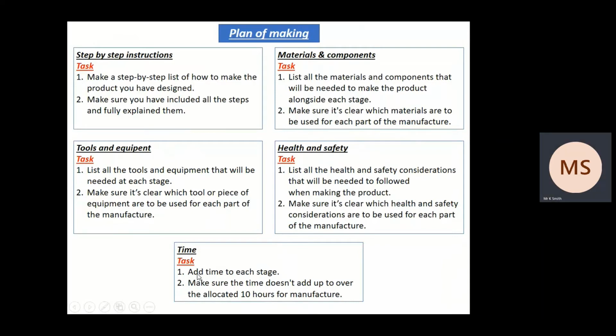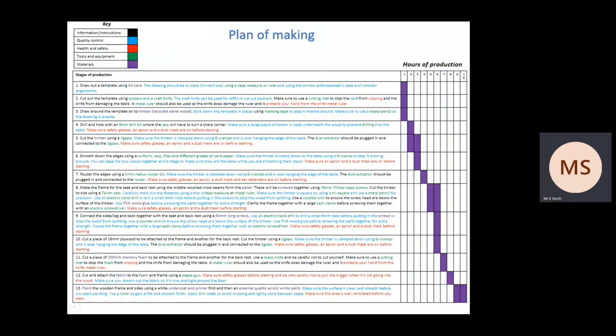And then finally, add time for each stage, and make sure the time doesn't add up to over the allocated. So 10 hours is what I would suggest for the manufacture stage. This is enough time. I've given my students 10 hours to make the product. And here is an example of how I've done it.